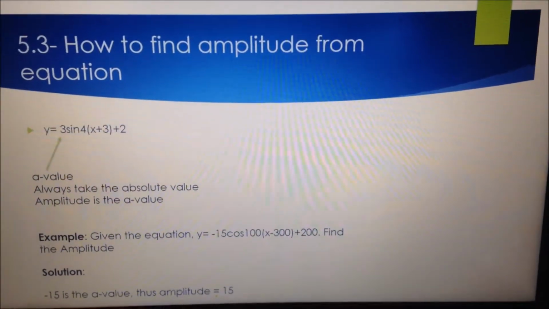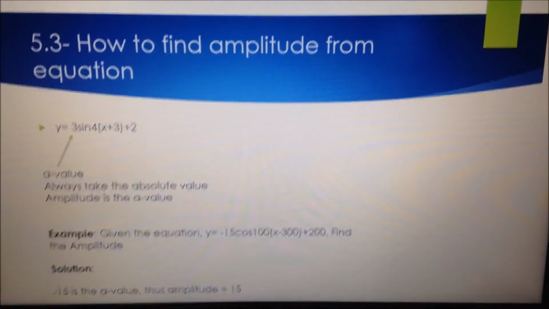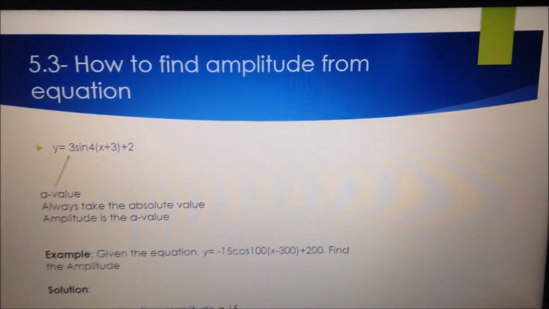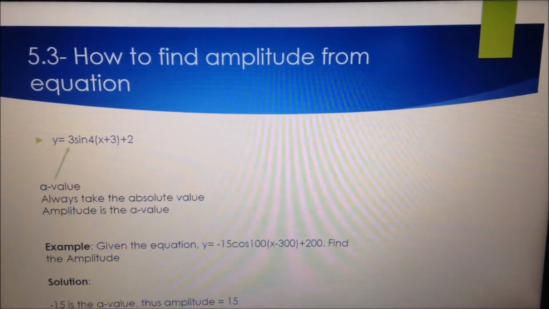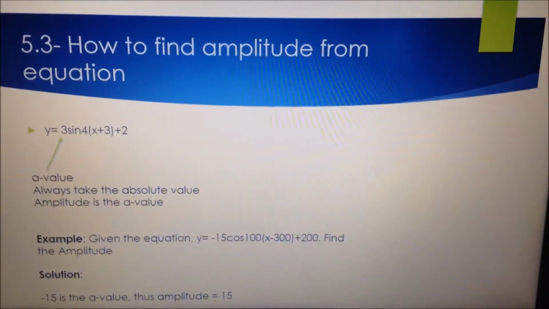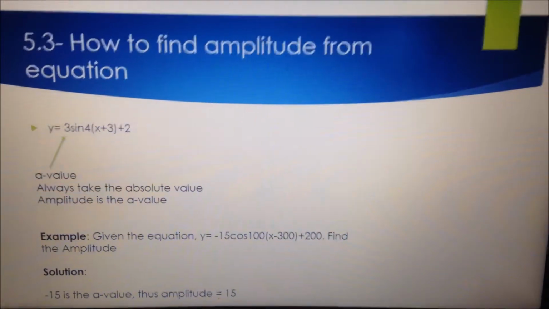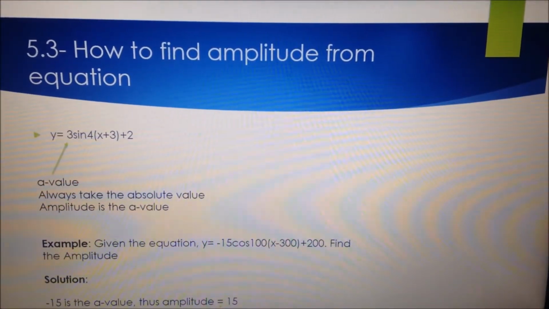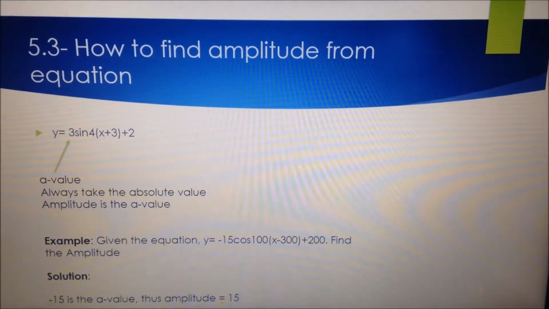So first of all, let's just get into how do we find the amplitude from an equation. Well, if you look at the sample equation that I've created right here, the first value, which is our A value, is always going to be the amplitude. Now you always take the absolute value of that A value. So you see how the A value is 3? Even if it was negative 3, the amplitude would be 3.